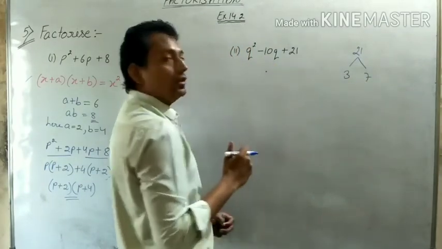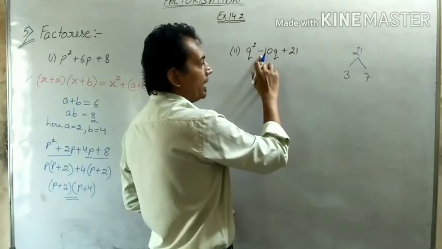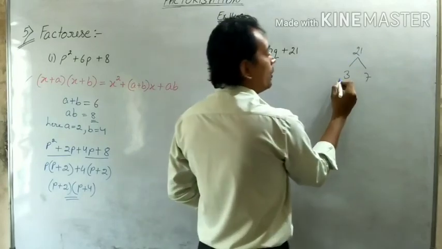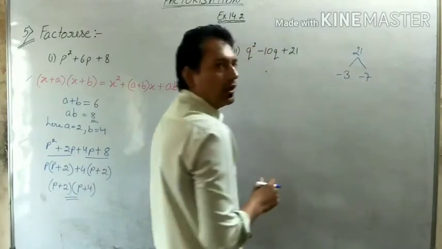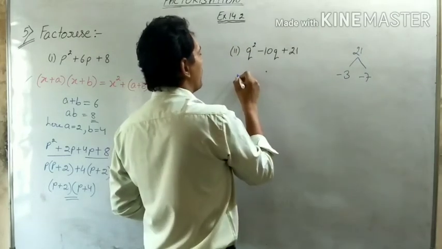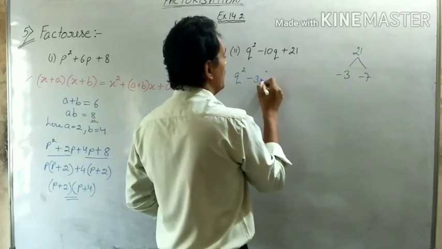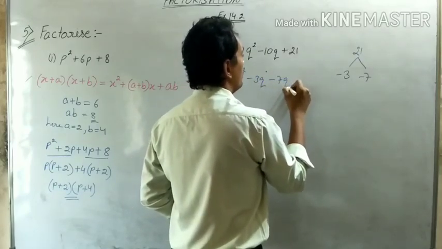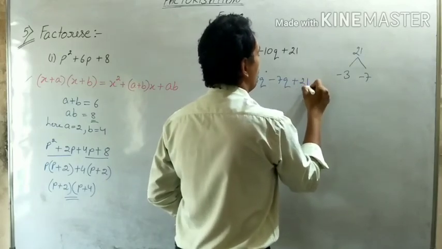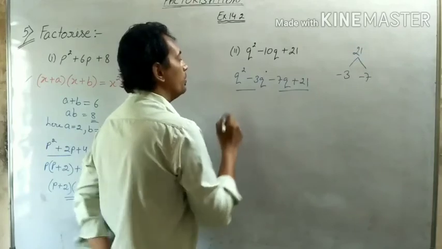But how to find the signs, how to decide the signs? We already have a minus sign in the middle term, so we already know that if there are the same signs, minus minus, they will get added up. So let's write this expression as q square minus 3q minus 7q plus 21. We are dividing into two groups, two terms in a group.